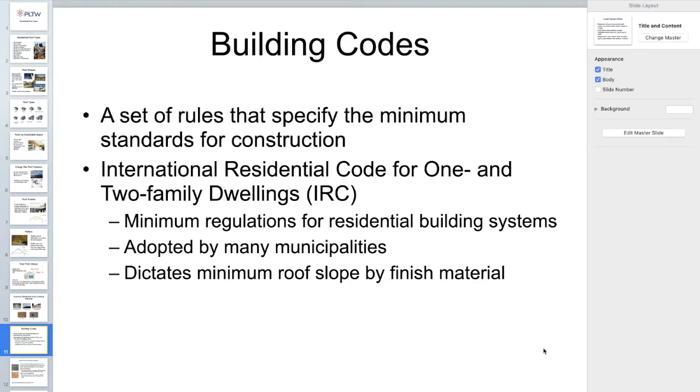They will basically identify the minimum regulations that you can use in a building system. That doesn't mean you can't oversize things or over-engineer. It would create a factor of safety, and even the minimum regulations basically have that factor of safety built in. It also dictates a minimum roof slope by any finished material. So for instance, I believe for a metal roof, the minimum slope is a 1/4 pitch. So it's got to rise at least 1 foot for every 4 feet horizontally.